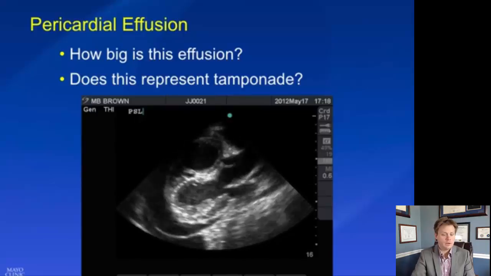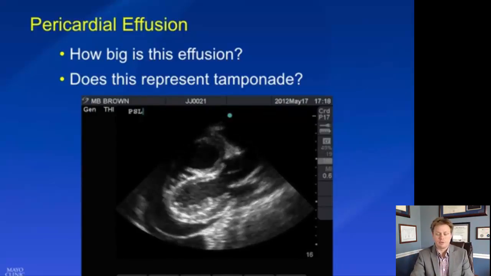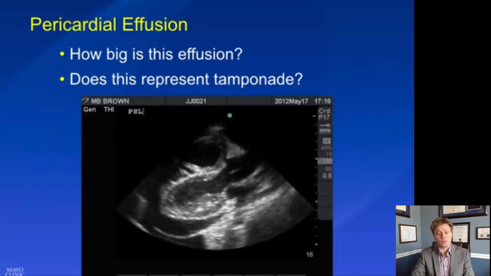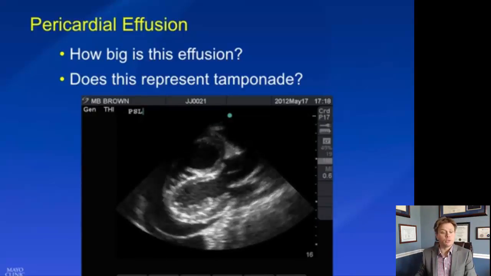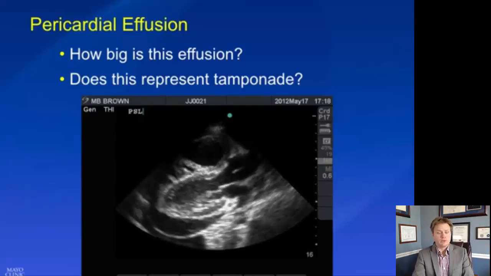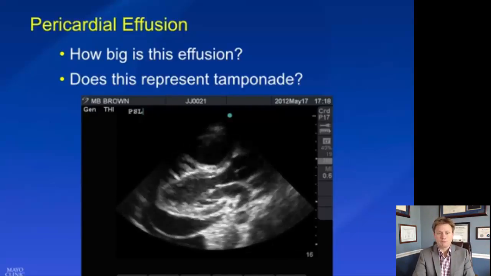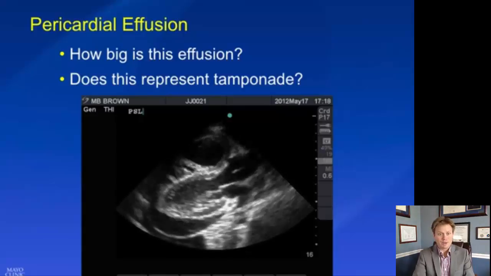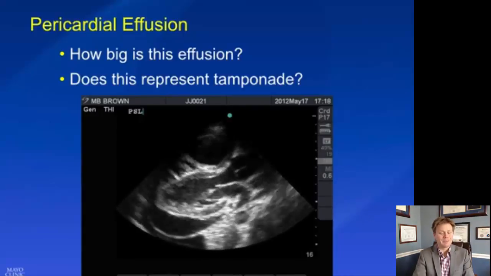So this was a young gentleman I was taking care of that had a very advanced scleroderma, pulmonary hypertension, right ventricular hypertrophy, and compensatory pericardial effusion. He actually has a pleural effusion as well. You can see the fluid on both sides of the pericardium there. But does he have tamponade? Well, no, because look at the right ventricle. It's actually not really contracting at all because the right pressures are so high.